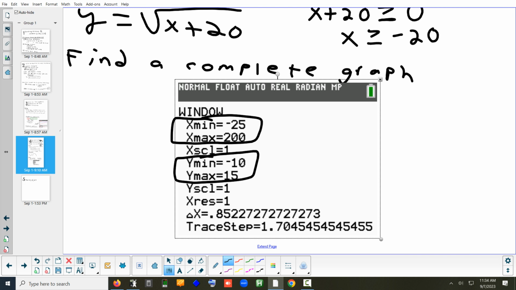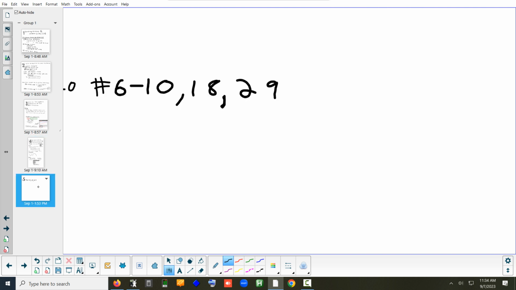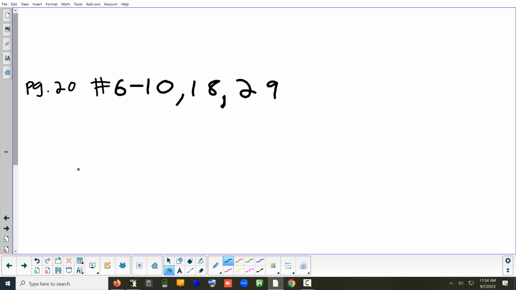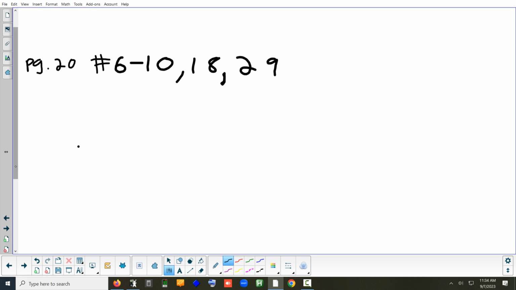Okay. Any questions on that? All right, I'm going to pause because that's the first part. I'm going to let you write this down, and then I'll put the second part up. Okay, so from the first part, it's page 20, 6 through 10, 18, and 29. I'll make sure I put that on the board again with the second part.